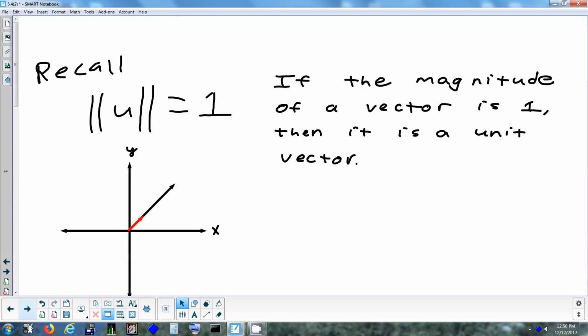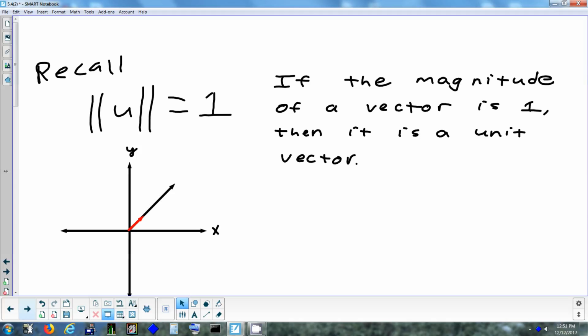Does anybody remember what kind of product we called that to lengthen or shorten a vector? What was the name of that product? Yes, the scalar product, because we're scaling the vector. So let's say I had a vector whose length was 7. What could I divide that by to change it into a length of 1? 7. Or I could multiply it by 1/7.